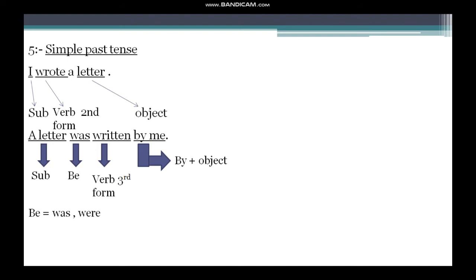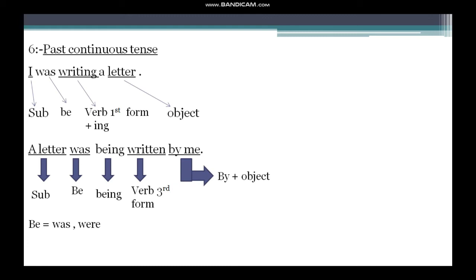In present tense you used is, am, are, be form. Now it will be was, because a letter is a singular subject, so we will write here after that was, the be form of verb, then the verb third form written, and then by, and then the subject I will be me at the place of object.